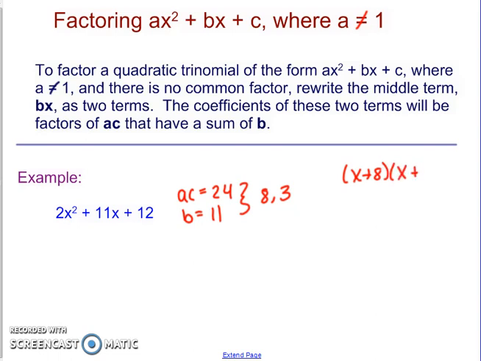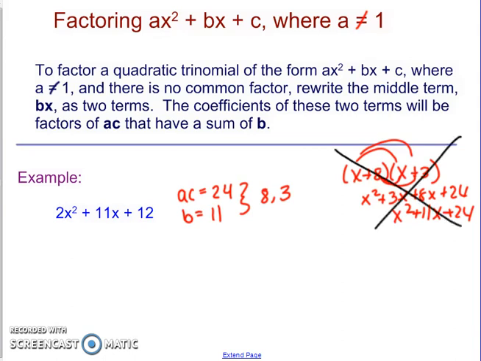If we do x plus 8 and x plus 3, if we FOIL this to try to get the original, this just gives me x squared plus 3x plus 8x plus 24. So this gives us x squared plus 11x plus 24, which is not what we started with. So since that's not the same thing, we can't just use the shortcut like that. So this is a big no. We don't want to do that.